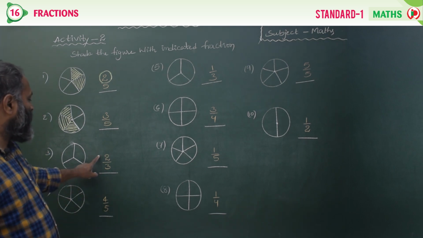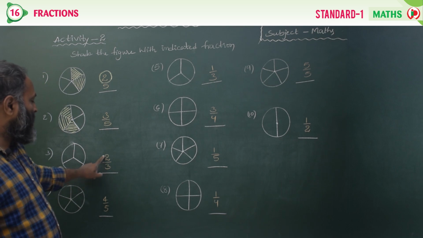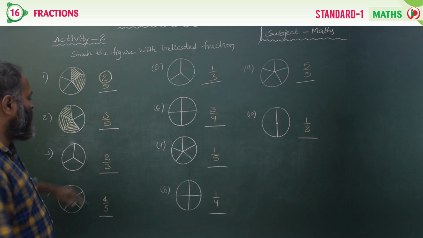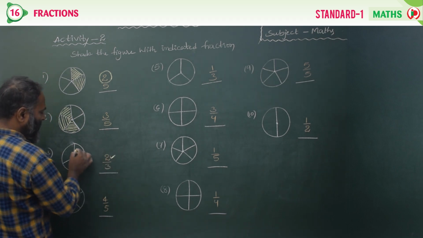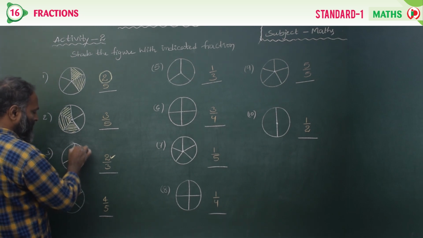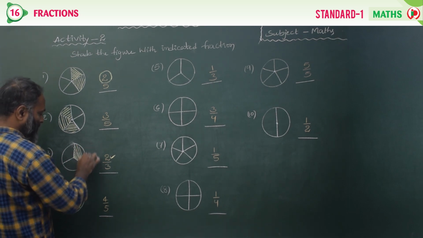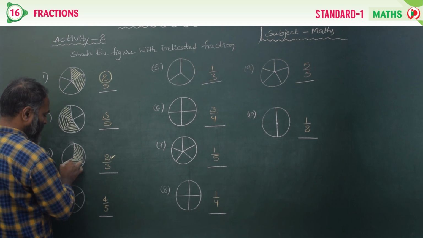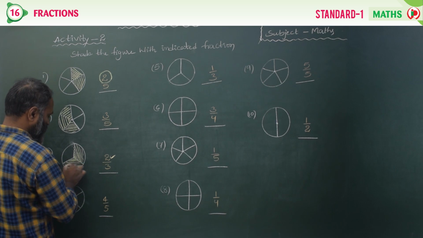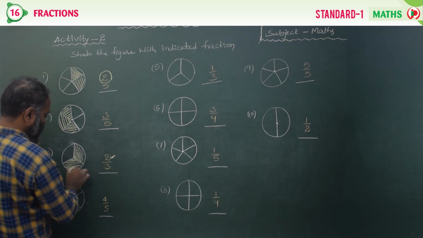Now the third question, 2 by 3. In these 3 parts, 2 parts. What is the numerator? 2. So 2 parts we should shade. This is the first part, and this is the second part. So these parts we should shade.